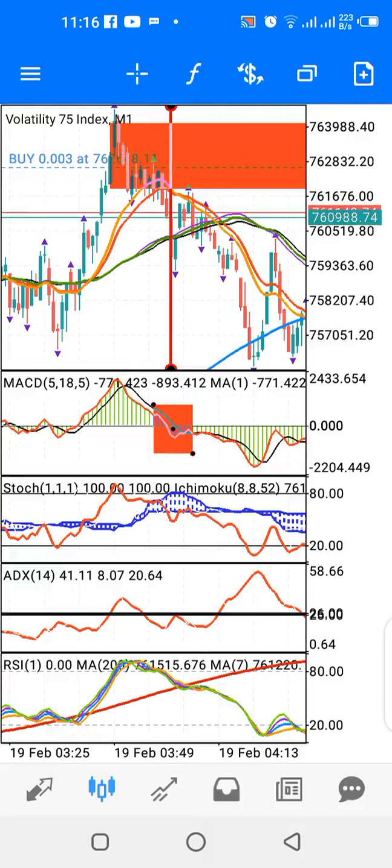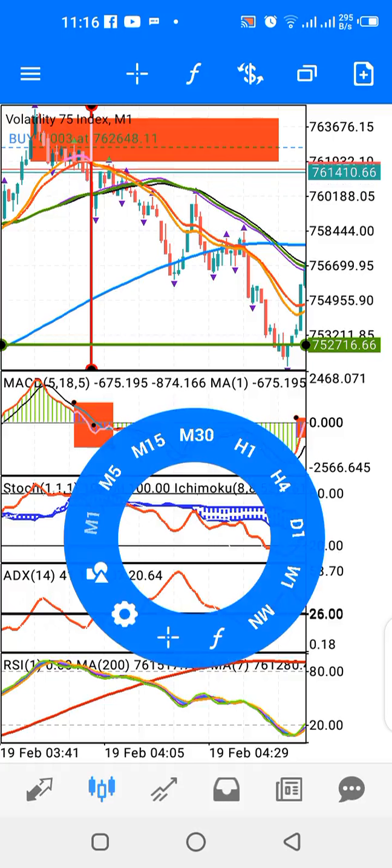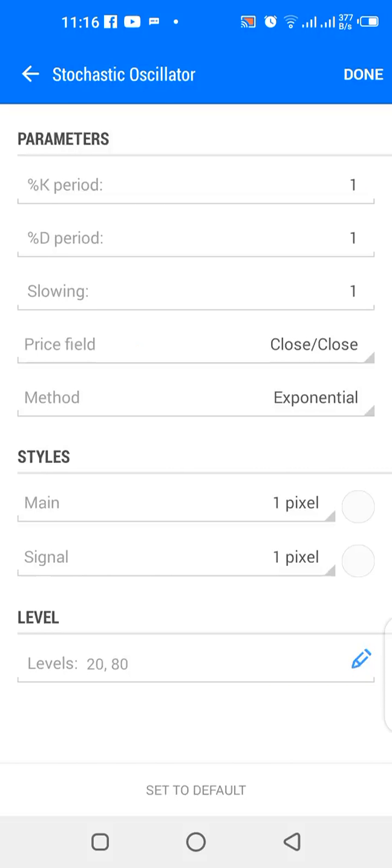All right. So let's also look at indicator window 2. Let's look at the settings for indicator window 2. You have stochastic oscillator. You have Ichimoku Kinko Hyo. And then we have moving average. For the stochastic oscillator, let's look at the settings. The percentage K period is 1. The percentage D period is 1. And the slowing is 1. Price field is close on close. Method is exponential. Now the style color for the main and the signal will match the background color of the chart.